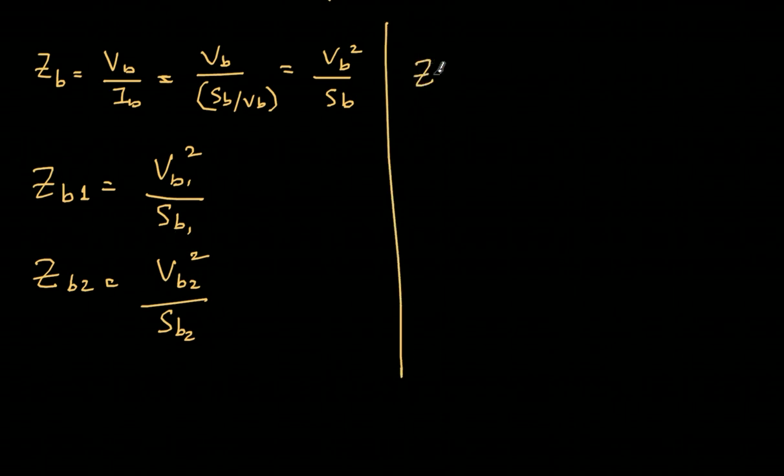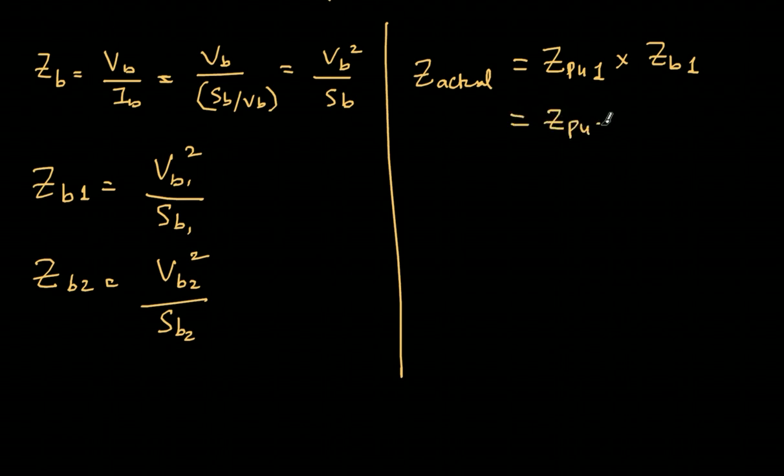Now let's say there is an actual impedance. The actual impedance will be per unit impedance 1 into Z base 1. So the actual impedance is the per unit impedance multiplied with the base quantity. That is also equal to Z per unit 2 into Z base 2. I can express it either in base quantities of system 1, or in system 2. But these two are actually equal, since the actual quantity is outside the per unit system. So if I equate these and think of ZPU2 as unknown.